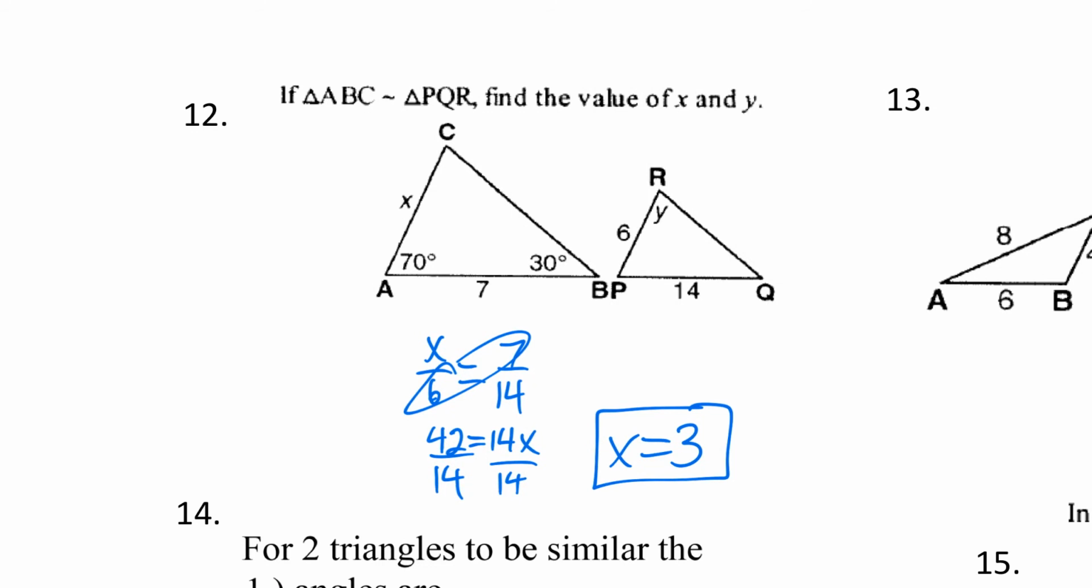Okay, then to find y here, this C and R go together. And so remember, on similar triangles, similar anything, any polygon, when they're similar, the angles are congruent. So how big would angle C be right here if this is 70 and if this is 30? It would have to be 80 degrees, right, to add up to 180. So this right here is 80 degrees.